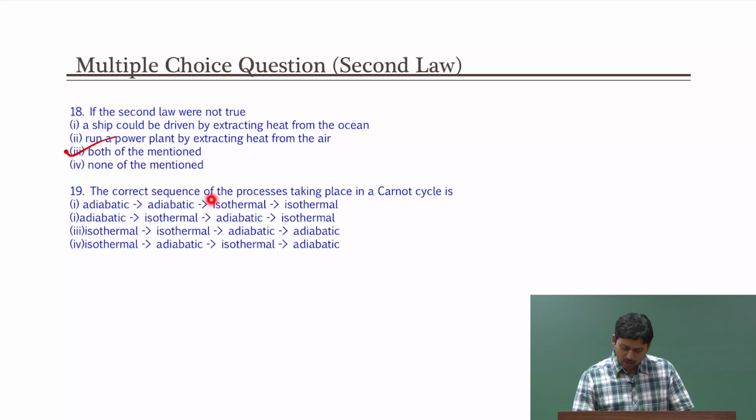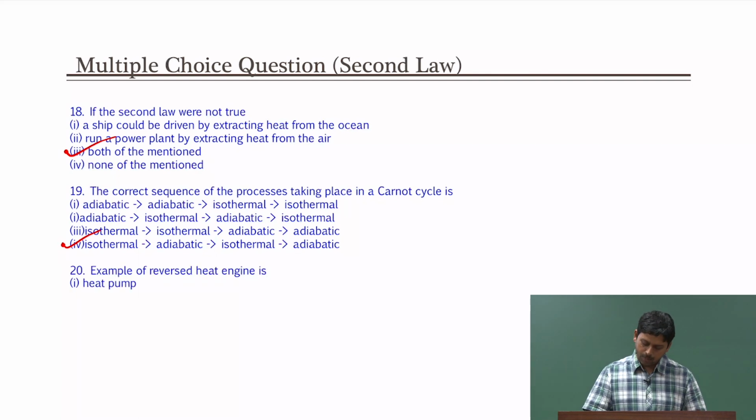Next one: the correct sequence of the processes taking place in a Carnot cycle is adiabatic, adiabatic, isothermal, isothermal, and so on. We know the process. So, first is isothermal, then adiabatic, then isothermal, and then adiabatic. This is a question that will test whether you remember the Carnot cycle or not.